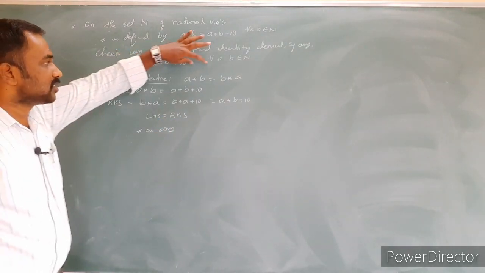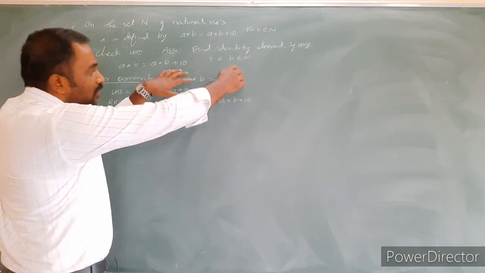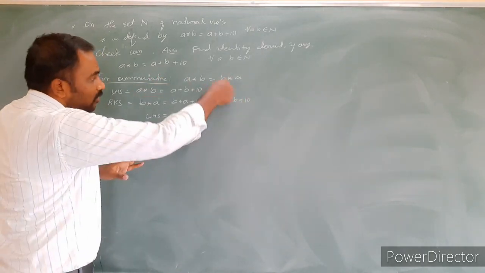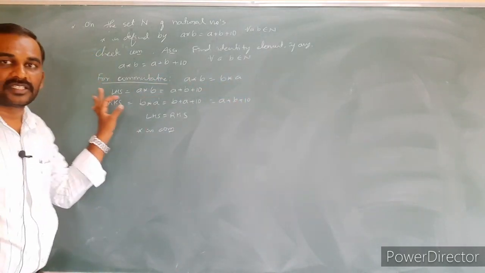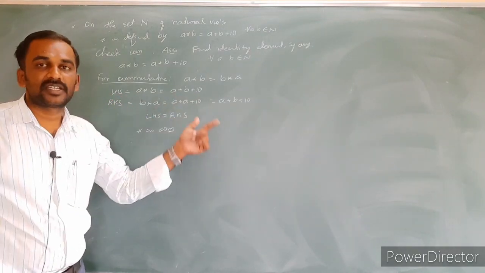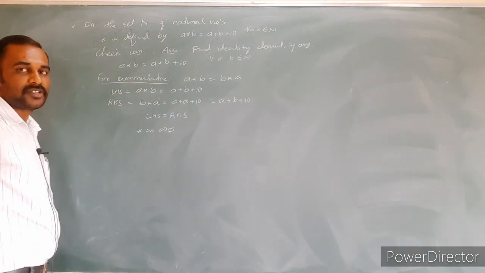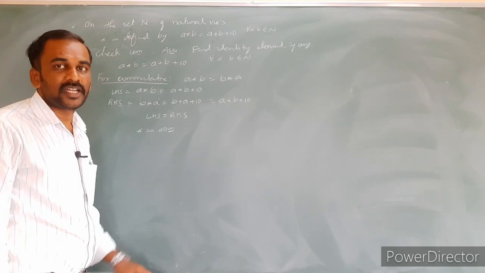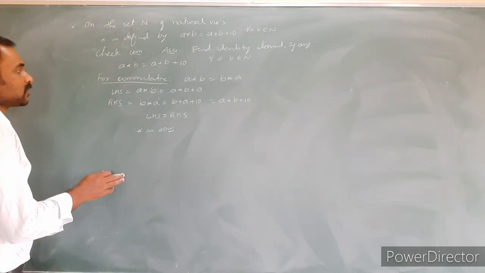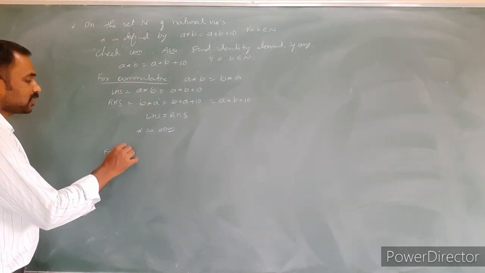And one more thing, just remember, don't solve LHS and RHS simultaneously as equal. Find the LHS and RHS separately, then at the end check the values. If equal, the commutative law is satisfied. If not equal, then the commutative law does not hold. Okay, now for the associative law.